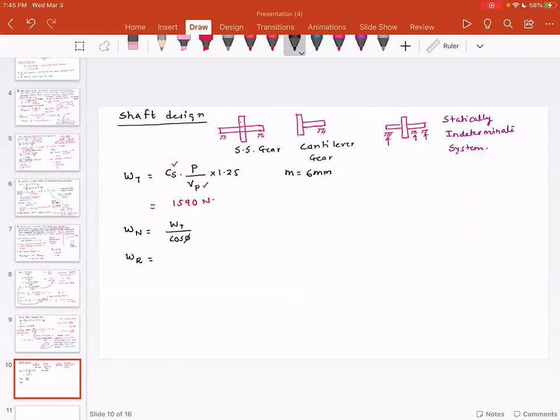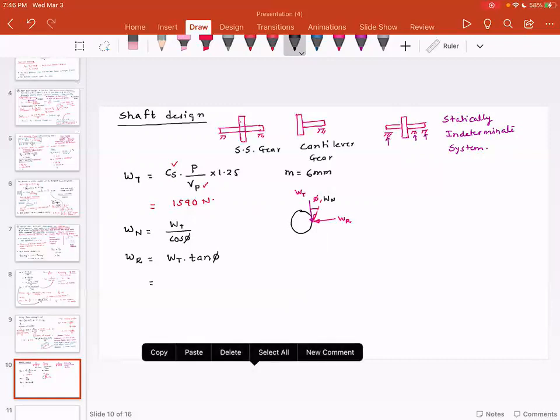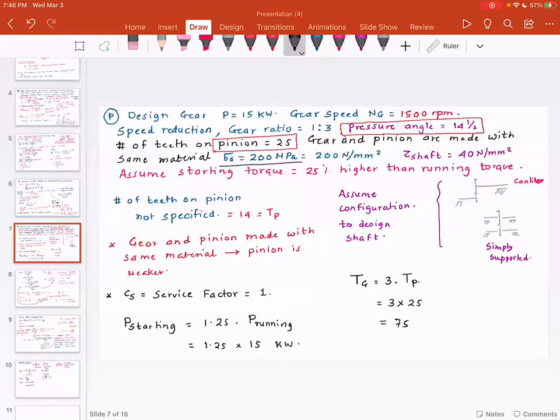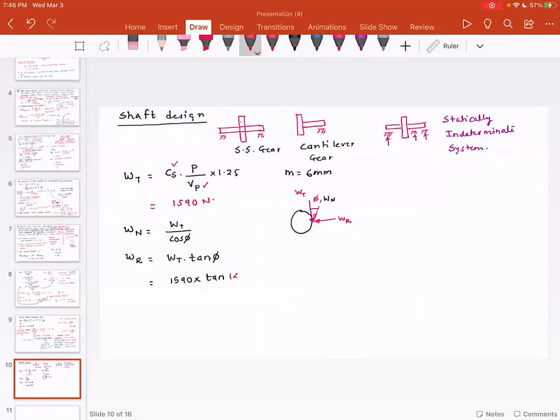Once again, if you look at this gear, you will notice that the tangential load is something like this. Normal load is something like this. The angle that is made here is the pressure angle, and then you have the radial load. So this is WR, this is WT, and this is WN. And WR is equal to WT tan of phi. So WR is equal to 1590 multiplied by tan, and the pressure angle in this problem is 14.5. So tan of 14.5.